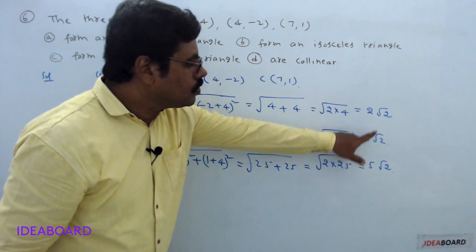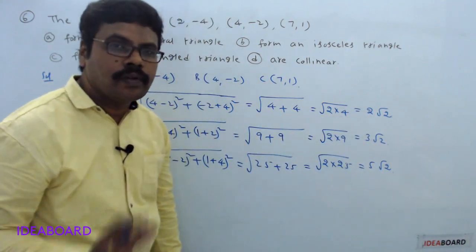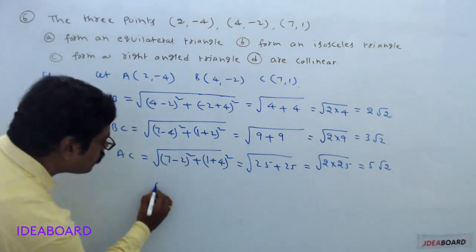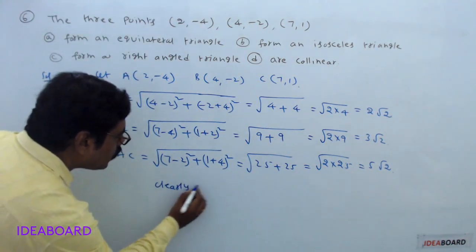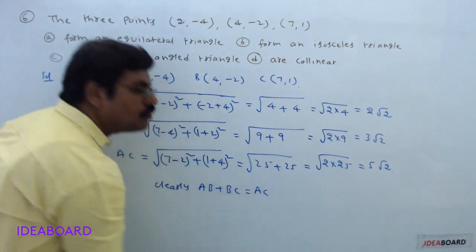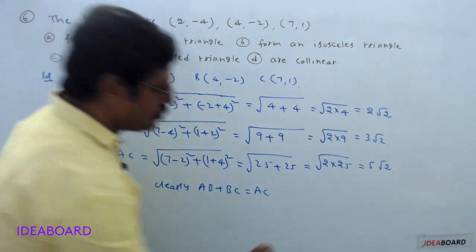Clearly 2 into root 2 plus 3 into root 2 is 5 into root 2. So the relation between these three will be AB plus BC equals AC. It means the points are collinear.